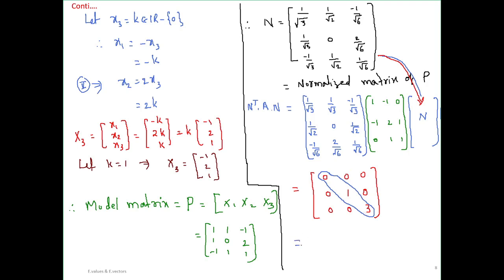Call this matrix D. Okay, so the main unknown we computed, which is N transpose A into N. Next we are supposed to find the canonical form, right? Canonical form, or simply normal form, also correct. So we are supposed to find the canonical form of the given quadratic form. Yeah, so let's find the canonical form.